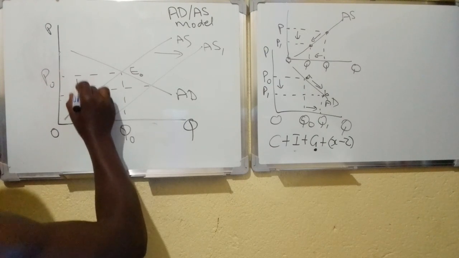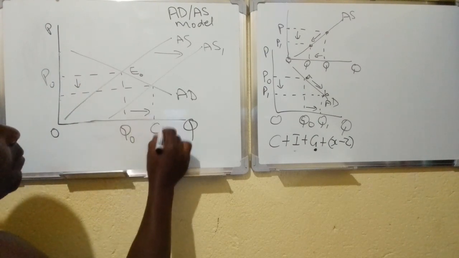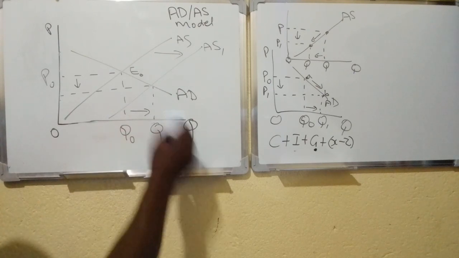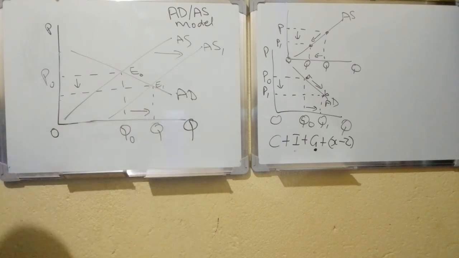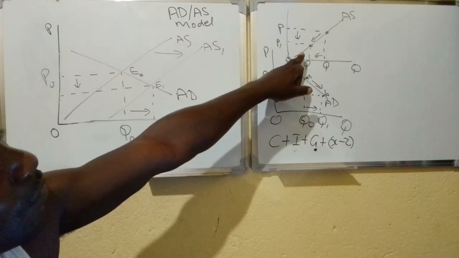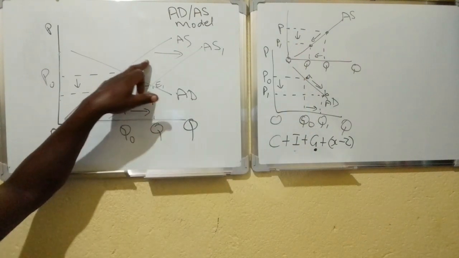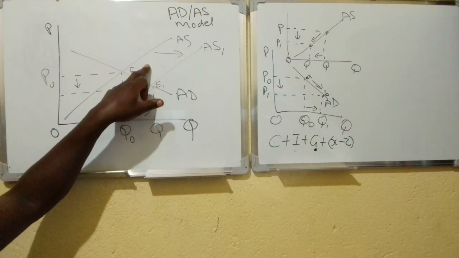Causing prices to fall, causing quantity demanded and supplied to increase. Your new equilibrium is here. Can you see? So same thing. Here we are talking prices of inputs or costs of inputs. Here we are talking their availability and their productivity.